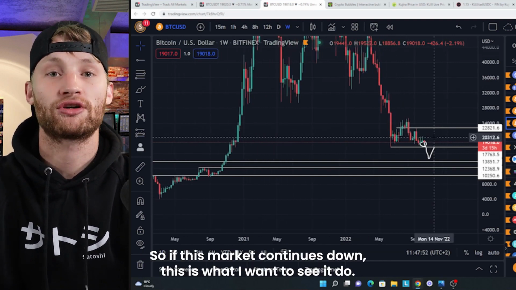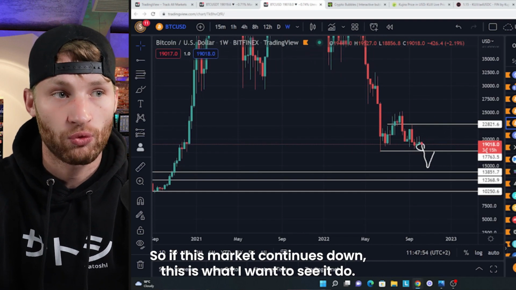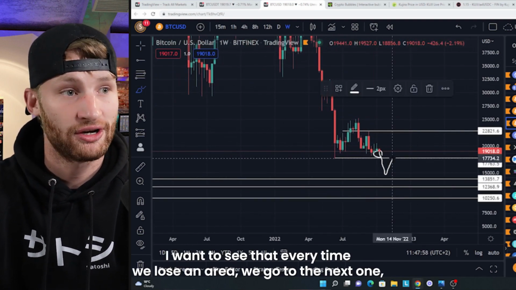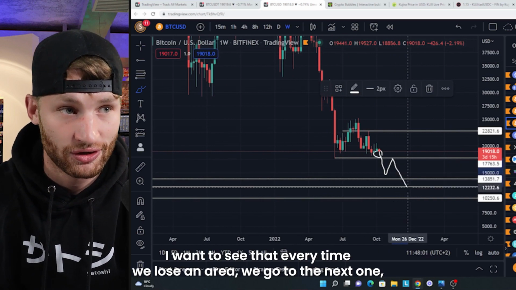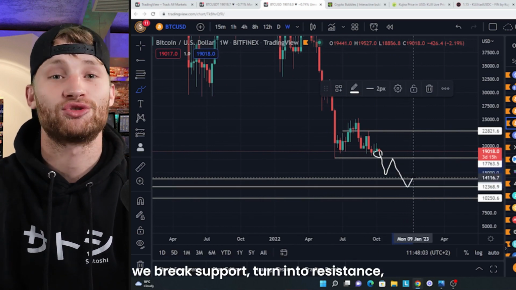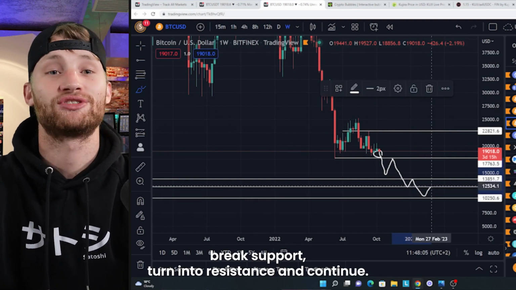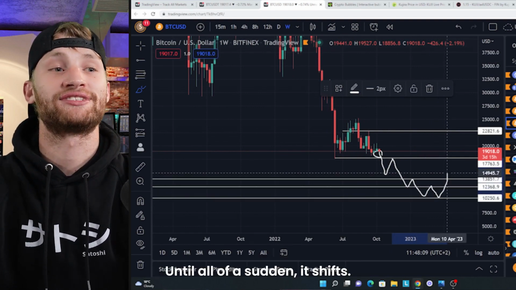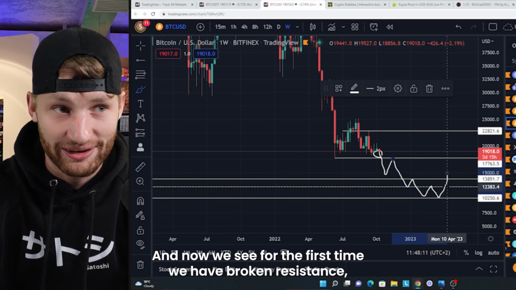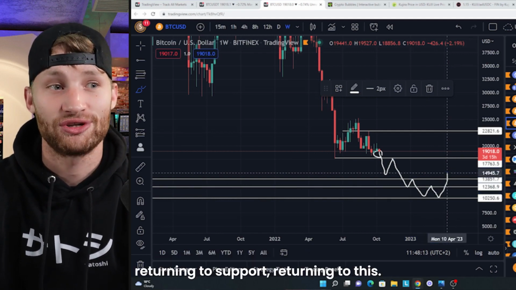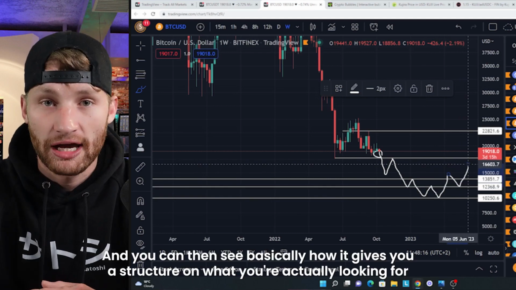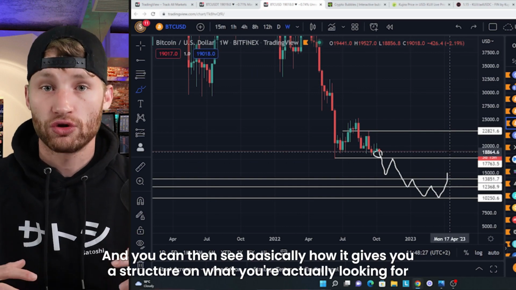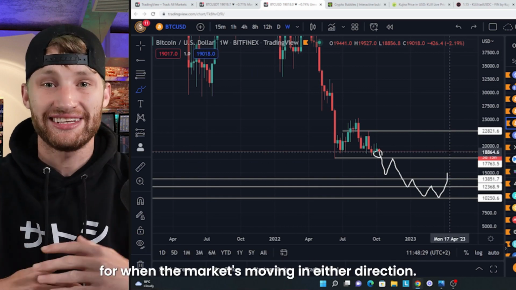So if this market continues down, this is what I want to see it do. I want to see that every time we lose an area, we go to the next one, we break support, turn into resistance, break support, turn into resistance, and continue until all of a sudden it shifts. And now we see for the first time we have broken resistance. We turn into support and we turn into this. And you can then see how it gives you a structure on what you're actually looking for when the market's moving in either direction.